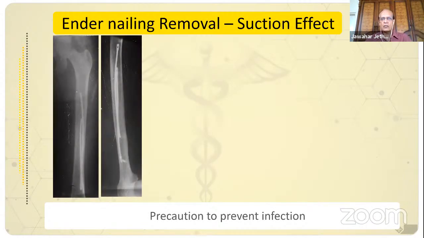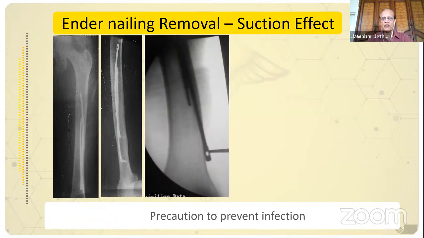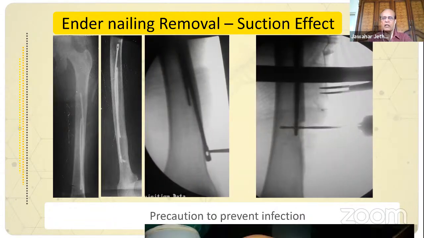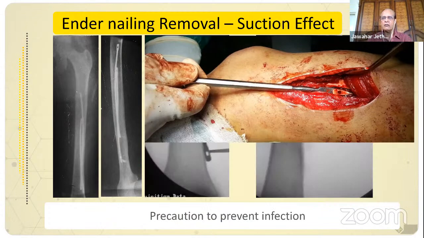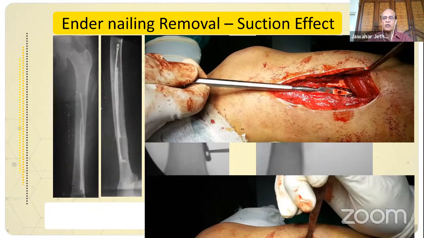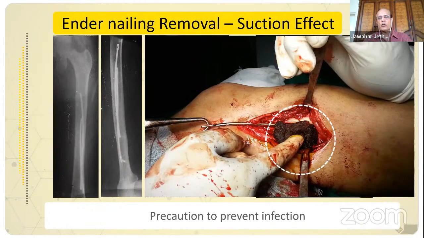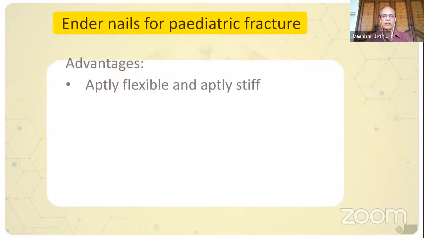One more point which I want to say technically, that when you want to remove the nails, be it Ender nails or any other nails, you try to locate them with a sharp instrument under IITV in both views, and then you can make a gutter with some instruments. But thereafter, when you put a hook and are removing these nails, please put a betadine soft gauze piece, because these nails tend to have a good suction because of the vacuum inside, and it will suck in the air. So there is a possibility of infection. Doing this, it will suck the antiseptic solution instead.